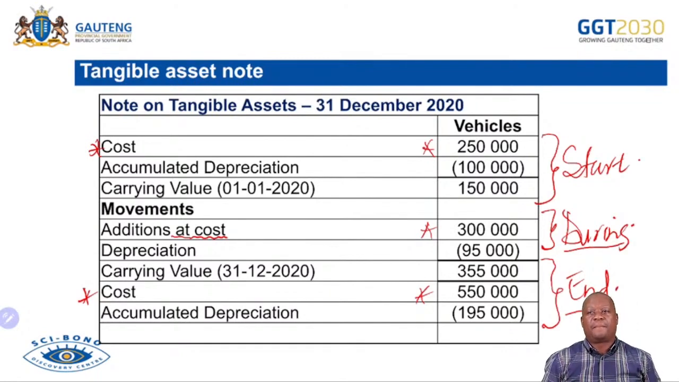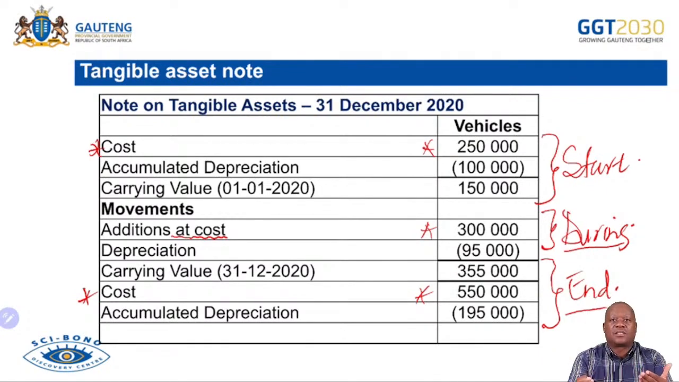Remember, the cost at start is related to the cost at the end. But what joins them is any cost aspect that we find under movements. And in this case, the only cost aspect that we found under movements was an addition at cost. 250 plus 300,000 gives us 550. Hope we are still okay.